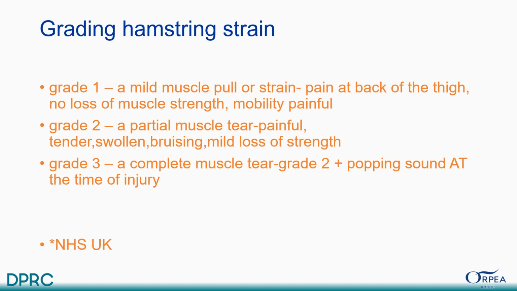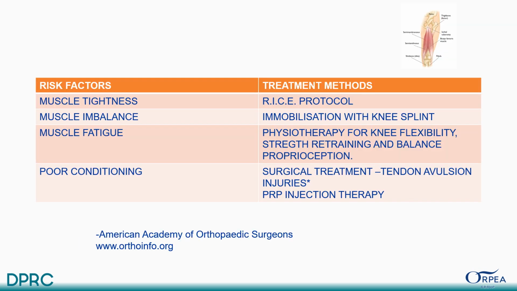Now let's see how to grade the hamstrings. In case of hamstring strain, you grade it in three levels. Grade 1, a mild muscle pull or strain at the back of the thigh with no loss of muscle strength or mobility but is painful. Grade 2, a partial muscle tear. It's painful, tender, swollen, with bruising and mild loss of strength. Grade 3, a complete muscle tear. Grade 2 plus a popping sound at the time of the injury.